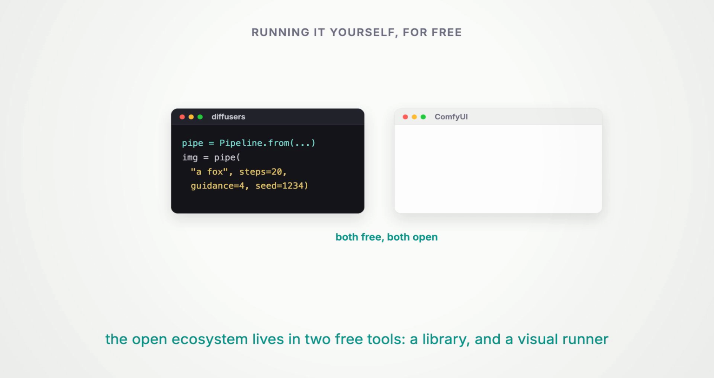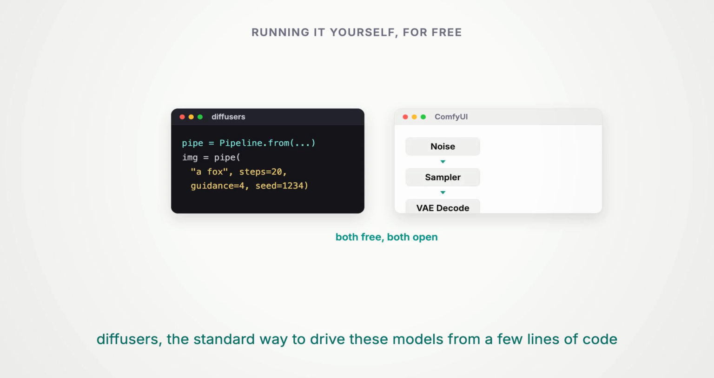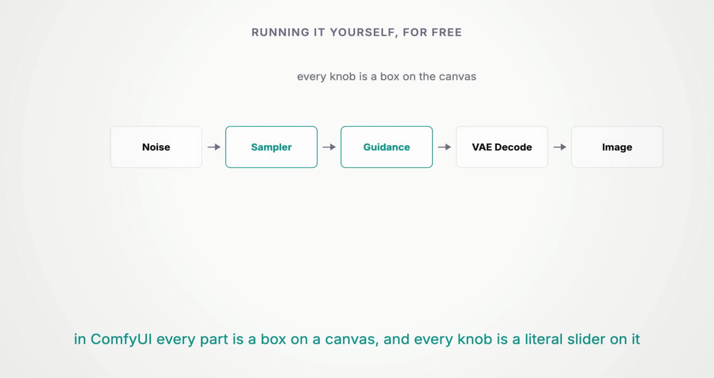The whole open ecosystem lives in two tools. The first is a library called diffusers, the standard way to drive these models from a few lines of code. The second is Comfy UI, the popular visual runner, where every part of the process, the noise, the sampler, the guidance, the decode, becomes a box on a canvas that you wire together with cables. Every knob we just discussed is a literal slider or input on that canvas. Seeing the pipeline laid out as connected boxes is, honestly, one of the better ways to understand it, because the abstract walk we have been drawing turns into a thing you can poke.